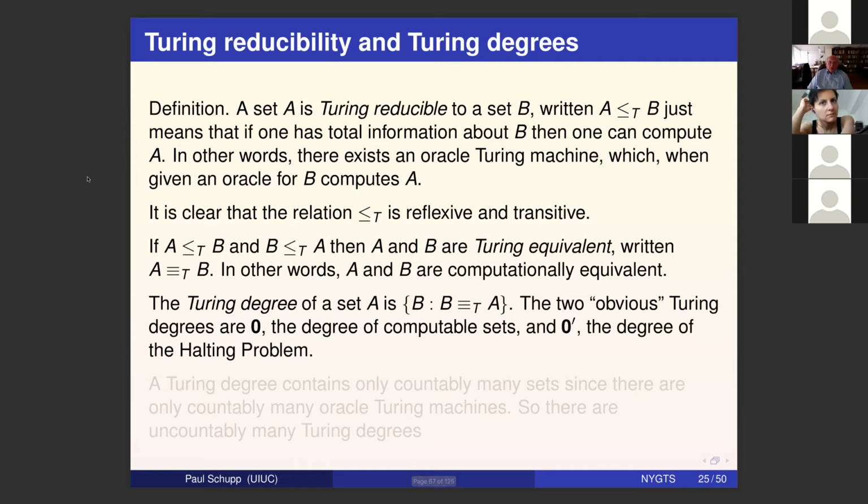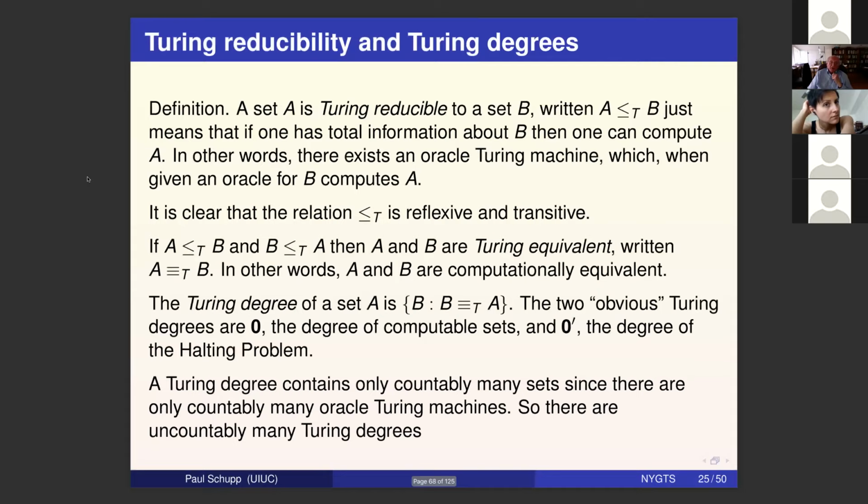And a Turing degree is the collection of all sets B which are computationally equivalent to A. There are two obvious Turing degrees. Zero, the degree of computable sets. Zero prime, the degree of the halting problem, which is not equal to zero by Turing's basic theorem, since the halting problem is not computable. And then, of course, a Turing degree contains only countably many sets, since there are only countably many Oracle machines. And there are uncountably many Turing degrees.